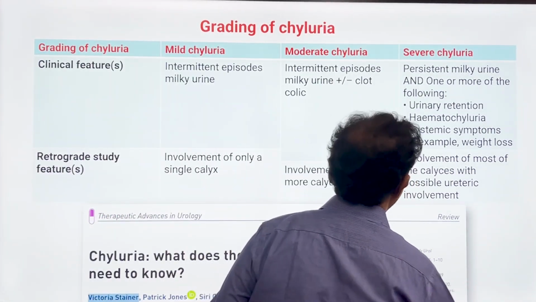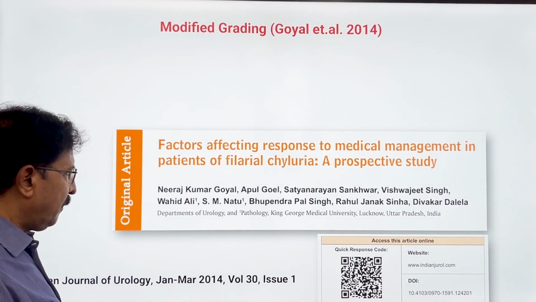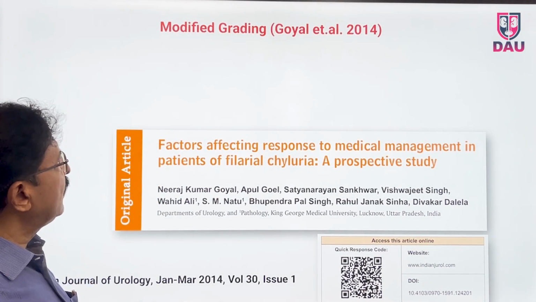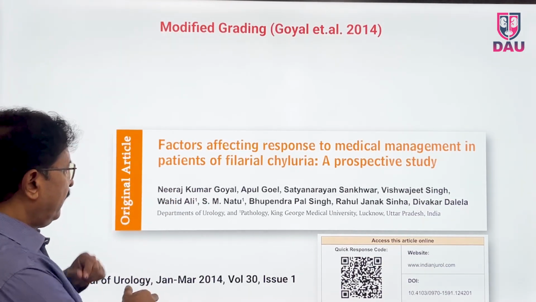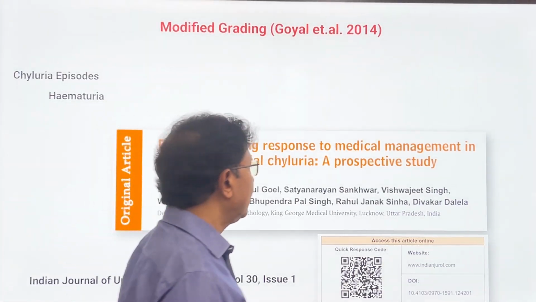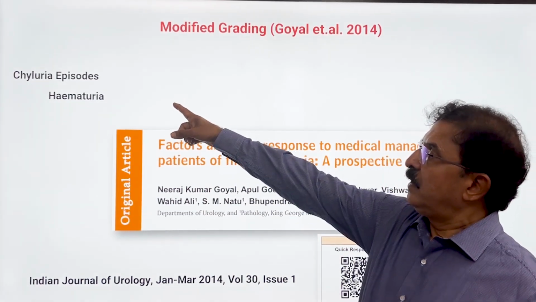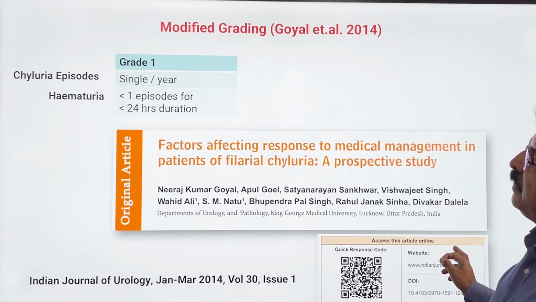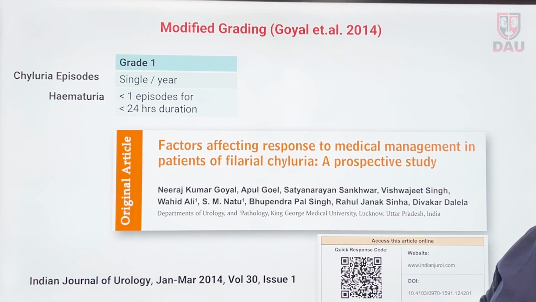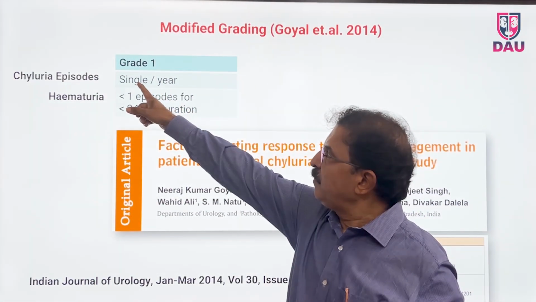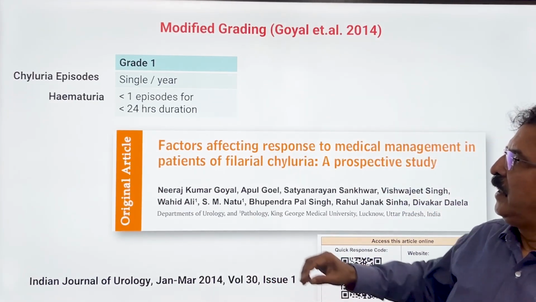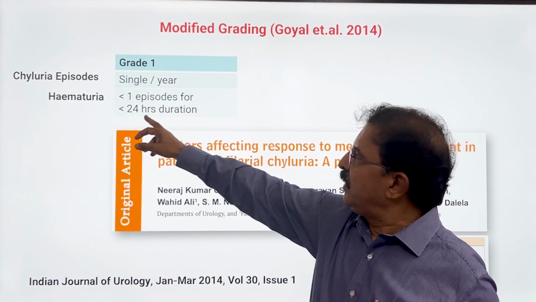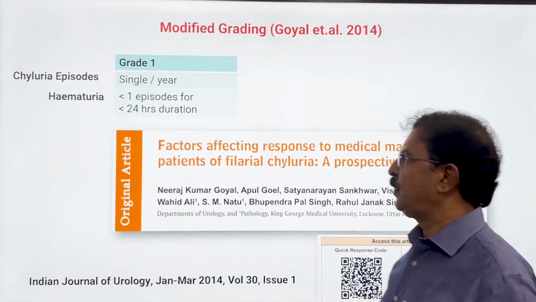From our institution, we published a paper some time back on factors affecting response to medical therapy, and we have created our own grading system. This considers chyluria episodes and the presence of blood. Grade 1 is where the chyluria episode is single per year, only once in a year. And then hematuria is less than 1 episode in a day, only 1 episode.